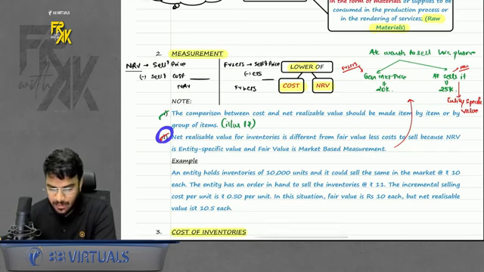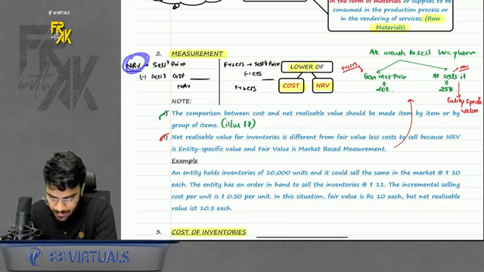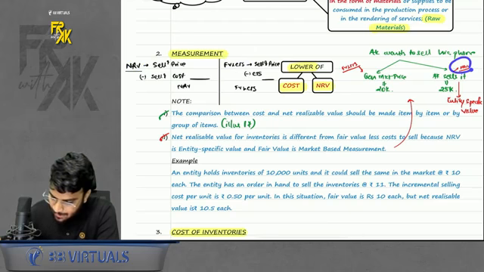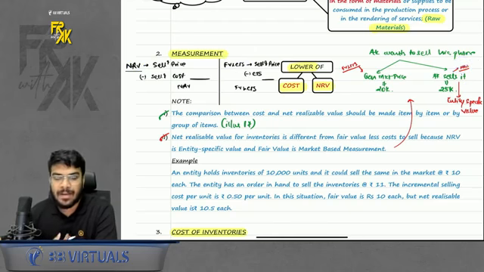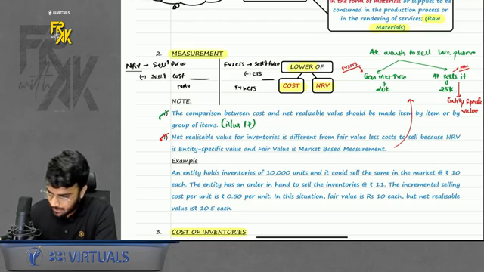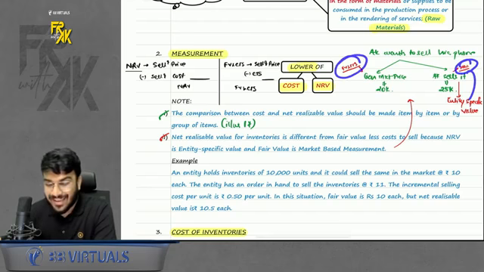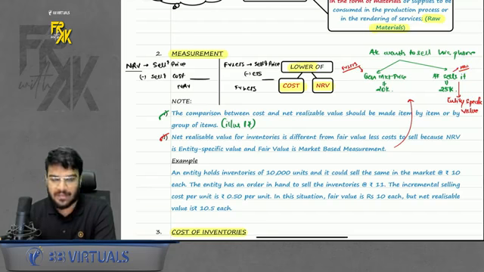Also the second point, it is written, what is the difference between NRV and FVLCTS? Do remember, NRV is an entity specific value. For example, if I sell it, how much will I get? Entity specific value. And FVLCTS is the general market selling price. If anyone normal sells it in the market, how much they will receive.